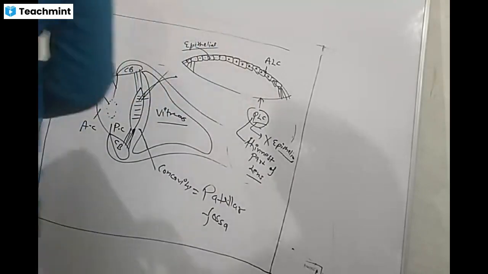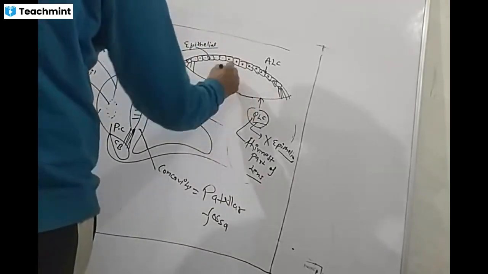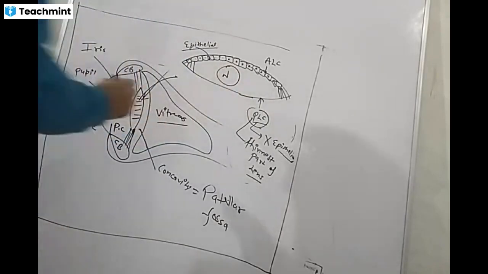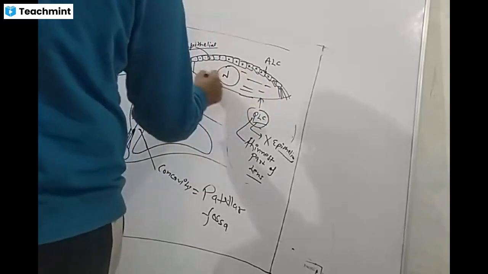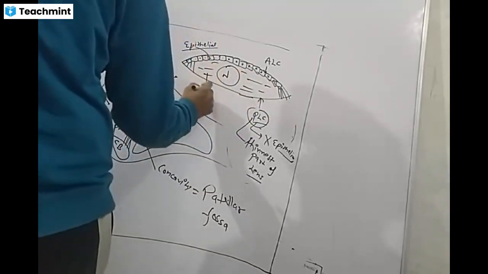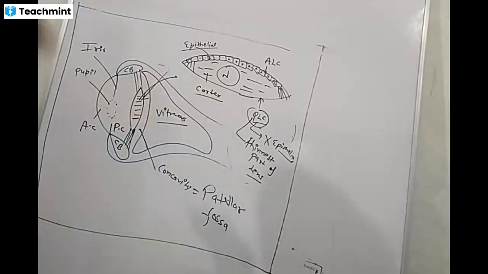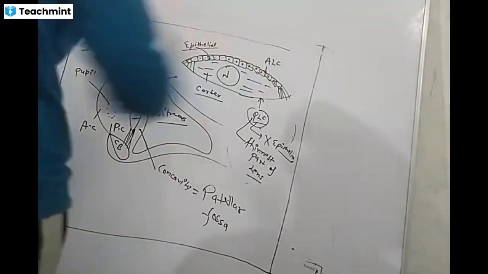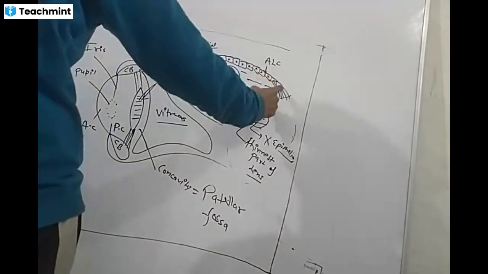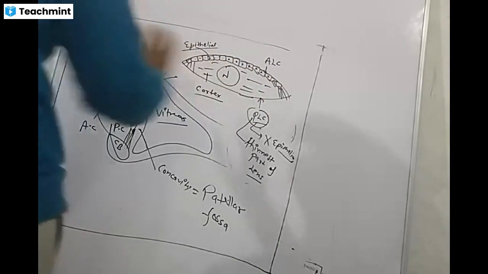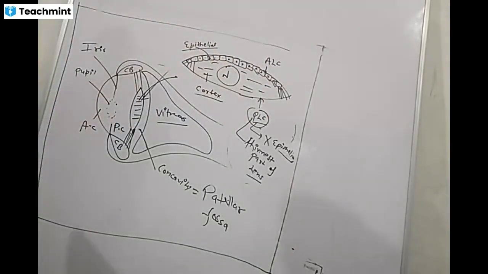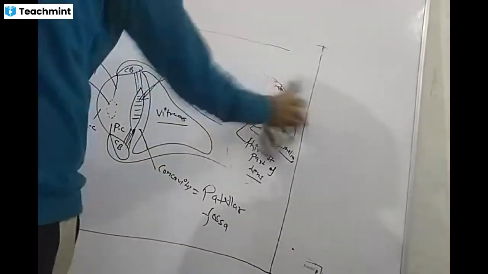If we move inside of the lens, then this is the nucleus. This is the nucleus of the lens. And whatever remaining left part is known as cortex. So this is a simple structure of a lens where you have anterior capsule, posterior capsule, in the center nucleus, and what is left behind is the cortex. This was about the structure of lens.